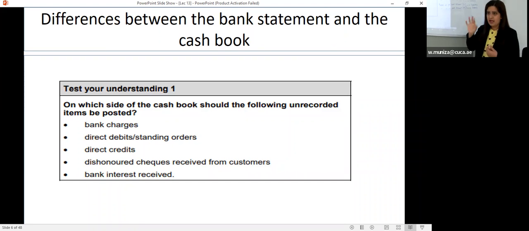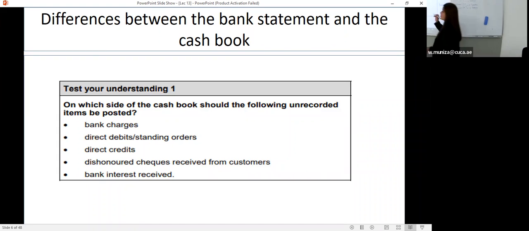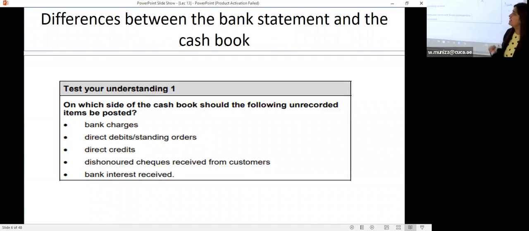Bank charges. Afa, where are we going to adjust bank charges in the cash book? Very good, excellent. Obviously, bank charges are reducing our cash. Whatever is going to decrease our cash account, we are going to credit it. Excellent. So bank charges are going to be credited in our cash book. Direct debits of standing orders. Samiha, where are we going to adjust them?